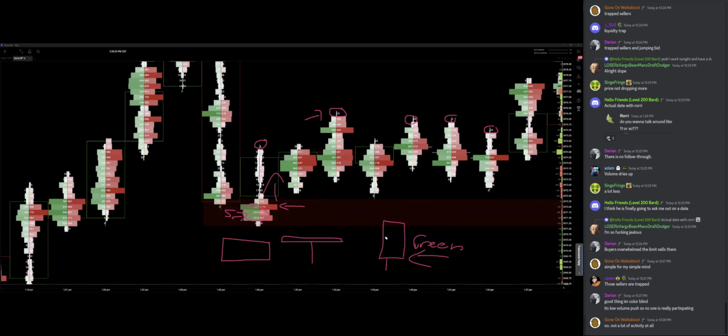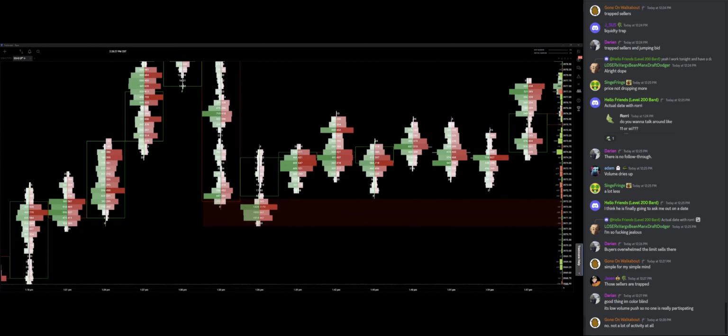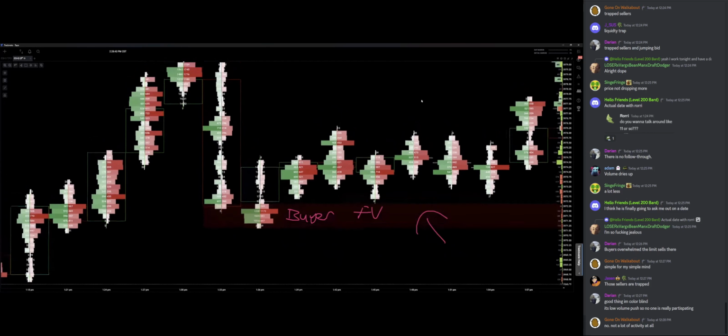Let me clean up the screen. Right. So we know that buyer fair value, right? They are interested in executing here, right? How can we look and find out where seller fair value is?